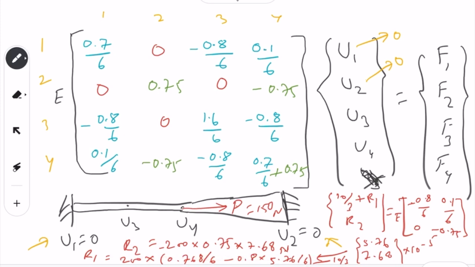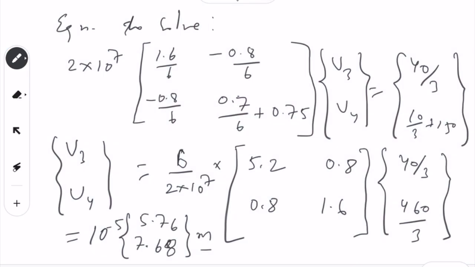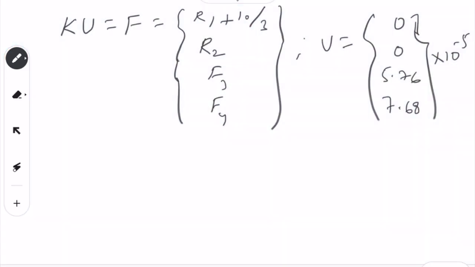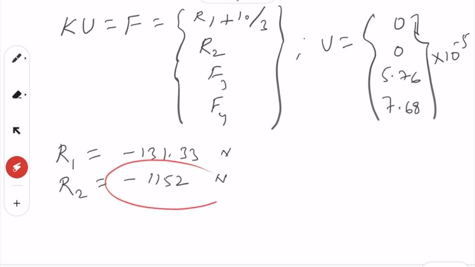If you calculate R1 and R2, R1 will be minus 131.33. So let's write it. Based on these calculations, R1 is equal to minus 131.33, and R2 if you calculate becomes minus 1152. Okay, so in newtons. Looking at this, I can say that something is wrong.